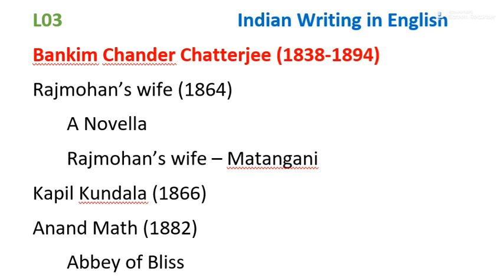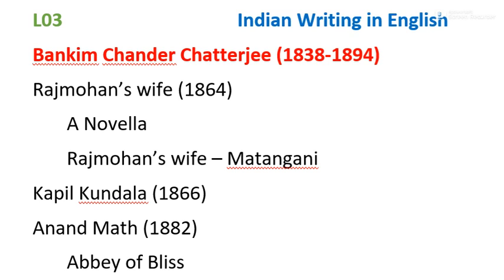Anandmath. It was published in the year 1882. The subtitle or the translated meaning of this word in English, that is Abbey of Bliss. Abbey of Bliss. Bliss means happiness, and abbey may be the place where we can reside. So, it is a political novel which depicts a sannyasi army. So, in this novel, we have a sannyasi army that is fighting against the British soldiers.